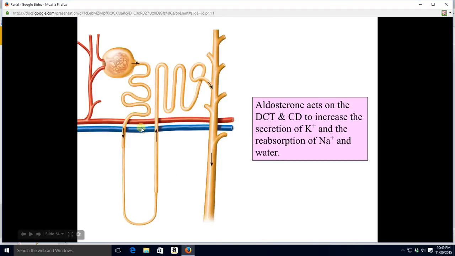Now, aldosterone acts mainly on the DCT, a little bit on the collecting duct, increases the secretion of potassium, reabsorption of sodium. Reabsorbing sodium causes you to reabsorb more water. Reabsorbing more water is going to make blood volume and blood pressure go up.